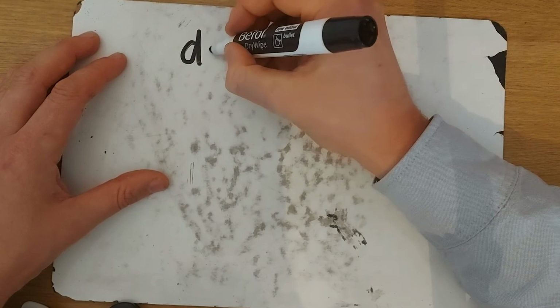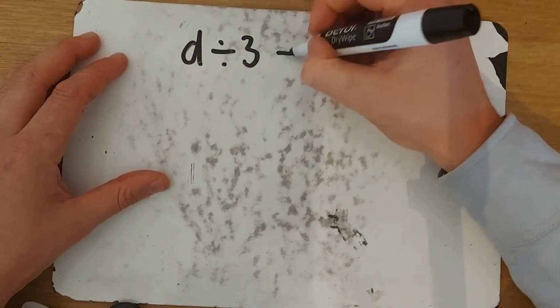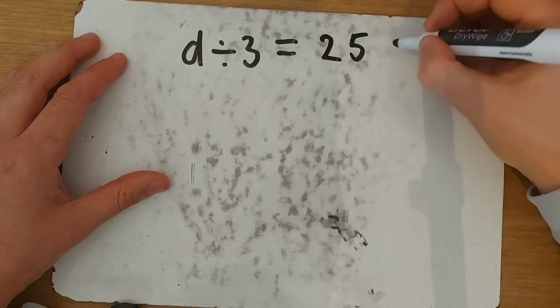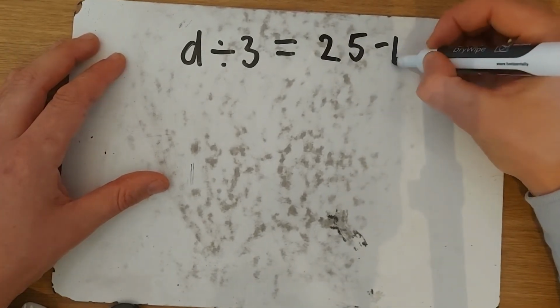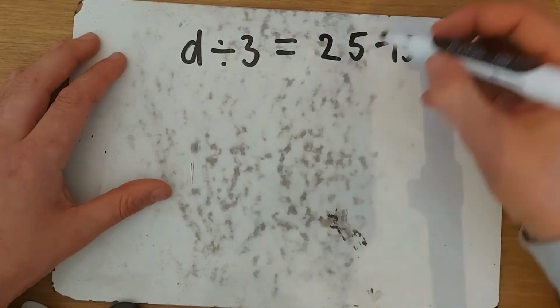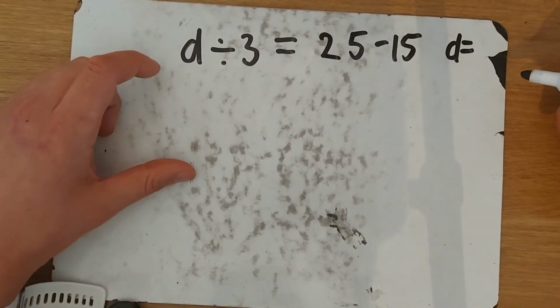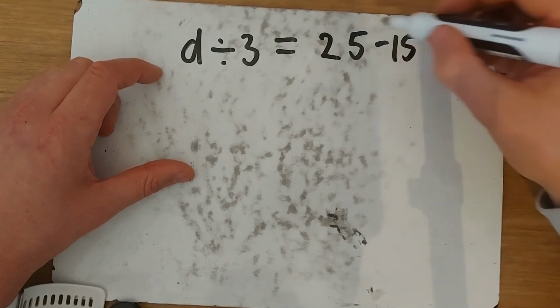Okay, here's my last one. I'm going to do D divided by 3 equals 25 take away 15. So let's work. This is my equation, this is my algebra, so this is what I'm finding the value of. Okay, 25 take away 15.